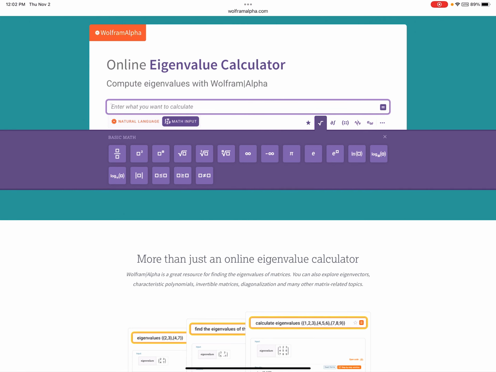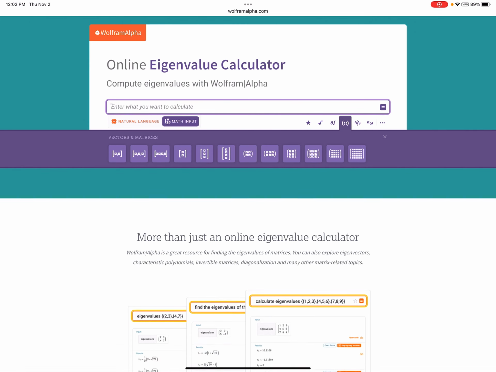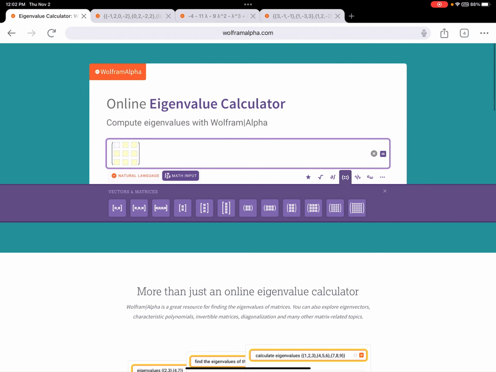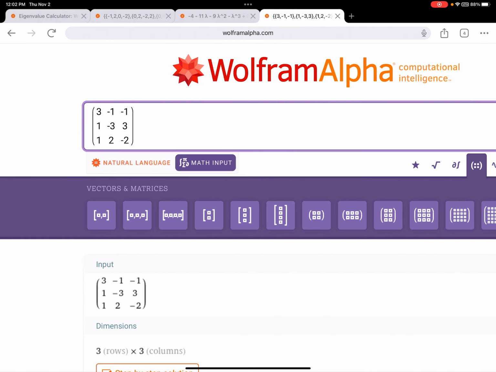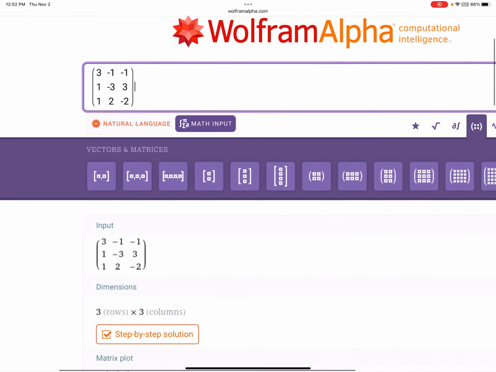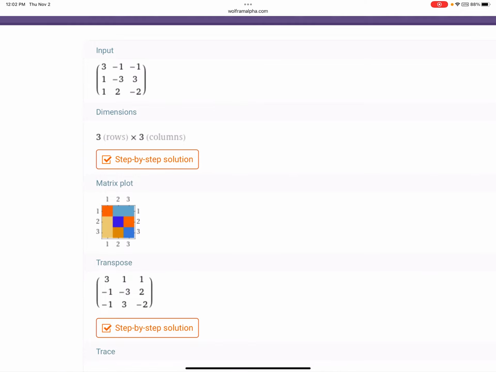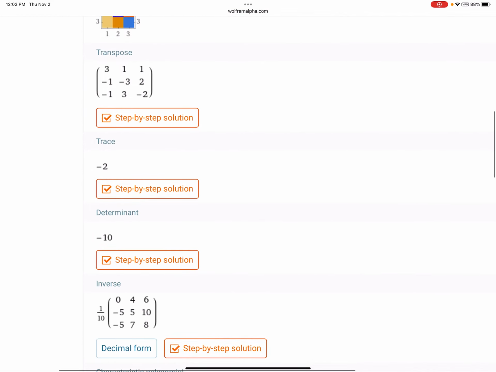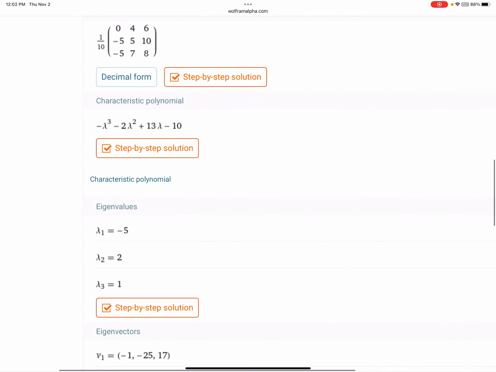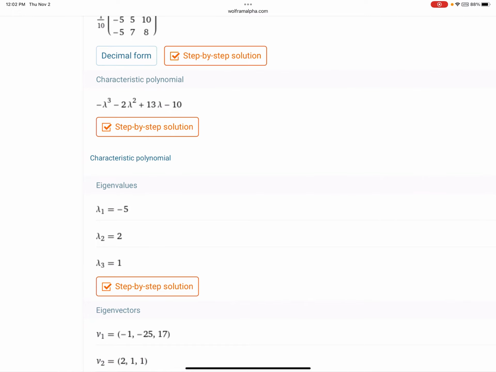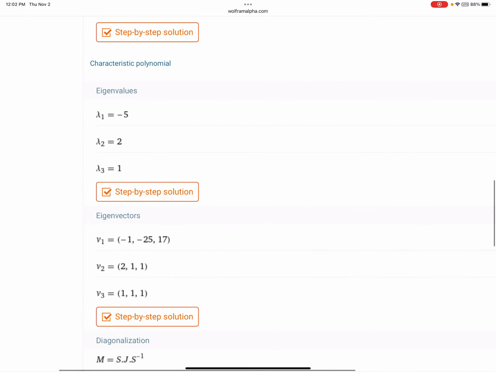Toggling across here gives you different options. Hit the one that looks like a matrix and then pick whatever size you want. So we're going to do a 3 by 3. So let's enter in the 3 by 3 from our notes. Once that's done and you hit enter, it gives you a lot of information about this matrix. Now what we're after are its eigenvalues. Notice the trace and determinant are revealed. The characteristic polynomial is revealed. And so are the eigenvalues and corresponding eigenvectors.